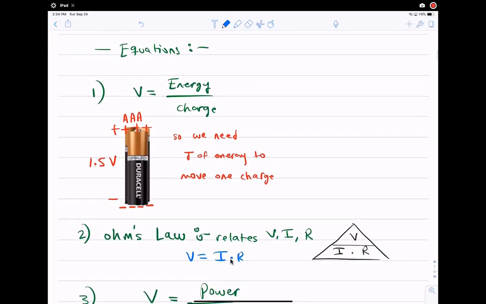Now the equations that we have, we already talked about the first equation, which is energy over charge. This is a AAA battery. Normally it holds 1.5 volts. That means for each particle to move from this point to this point, it would take 1.5 joules per coulomb for each charge to move from this point to the other point.